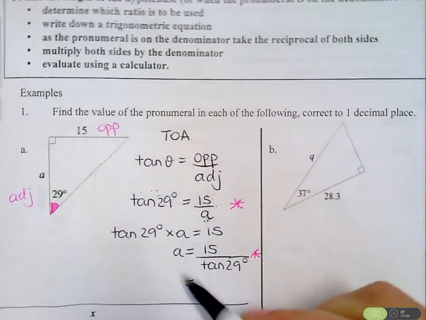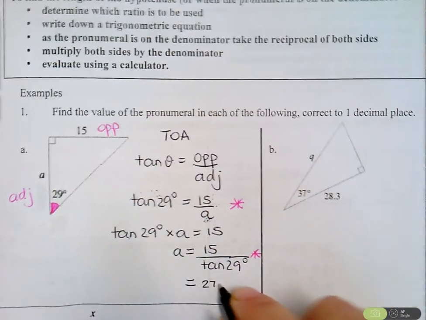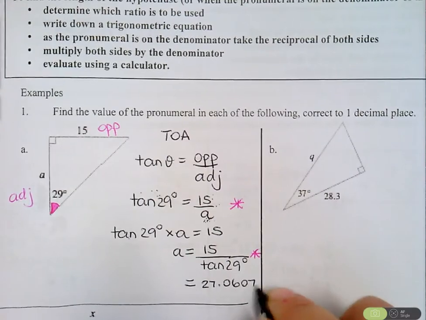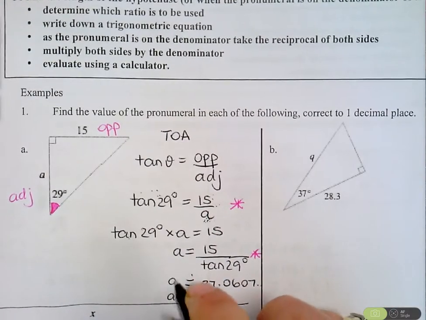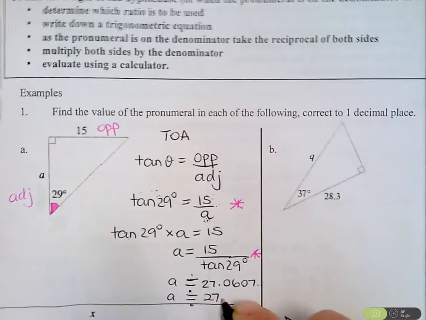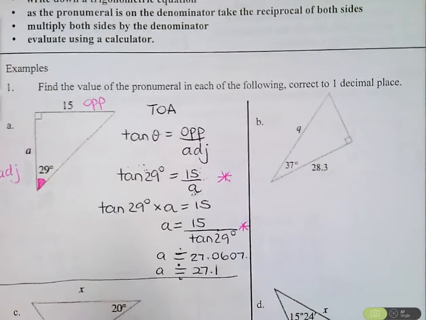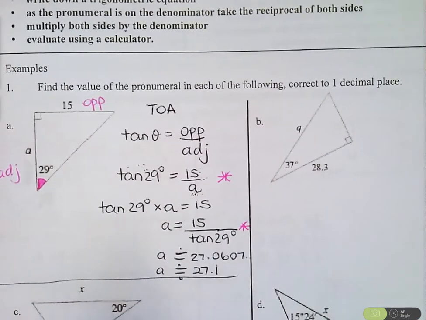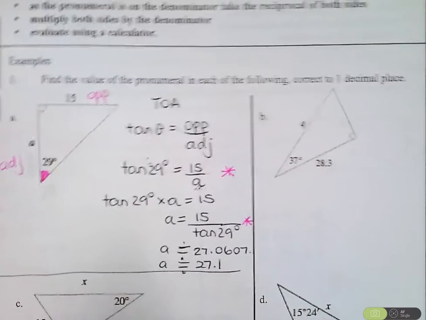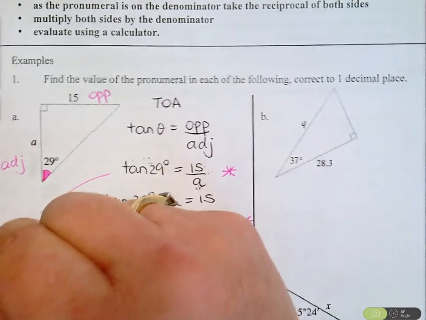So 15 divided by tan 29 is? Which means that A is approximately equal to 27.1. So girls, with these, your pronumerals are going to be on the denominator. So, do you want me to write the little rule?